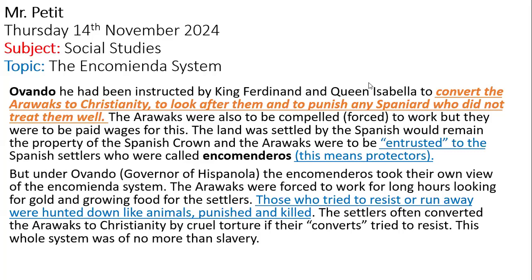If the king and queen were benefiting from it by means of food and gold and stuff like that, then maybe they would have probably turned a blind eye as to what was happening to the Arawaks. That's exactly true. Of course, that's the whole thing. If they are benefiting from it, that's their land. They're getting whatever they produce over there.